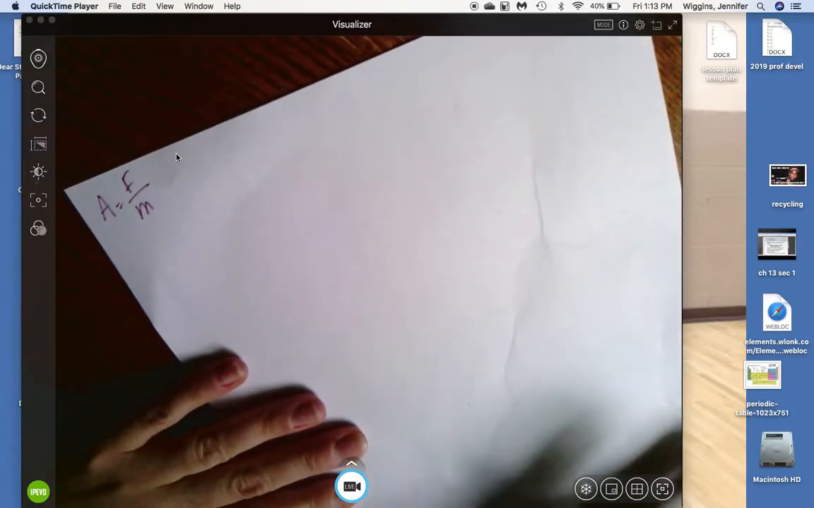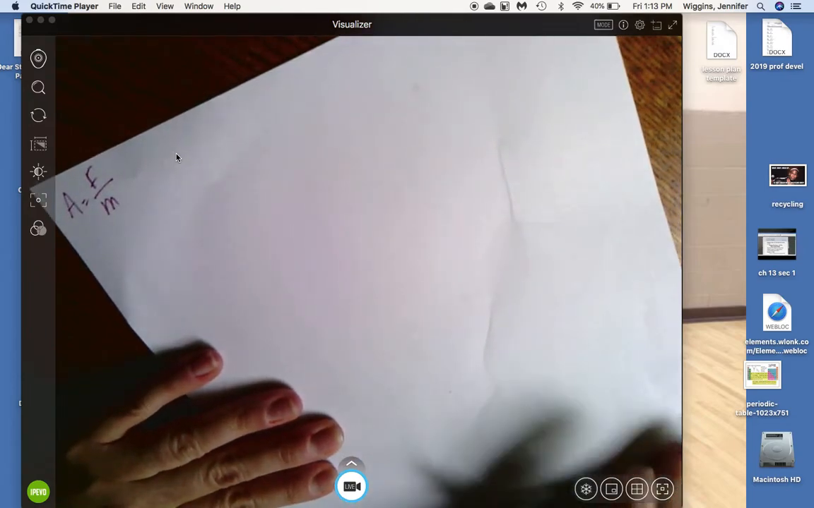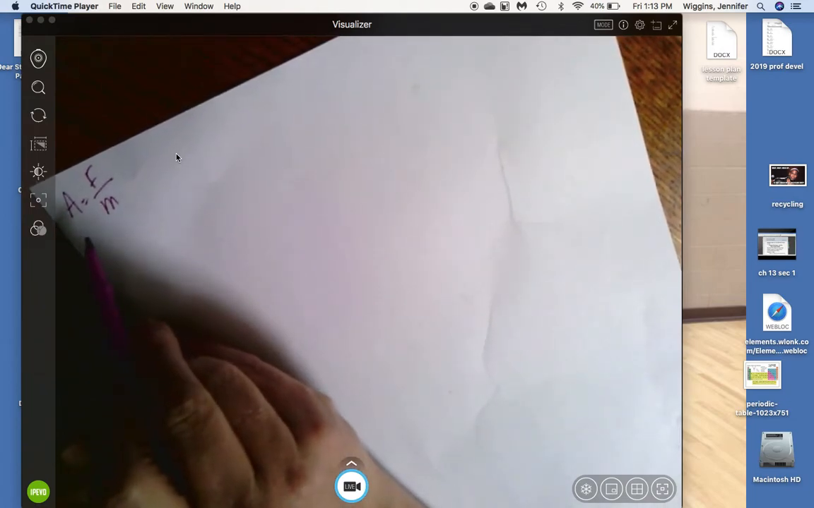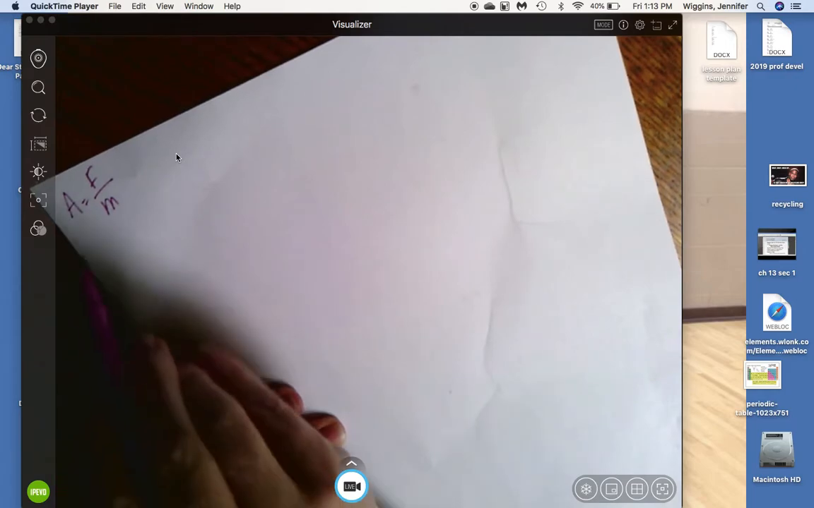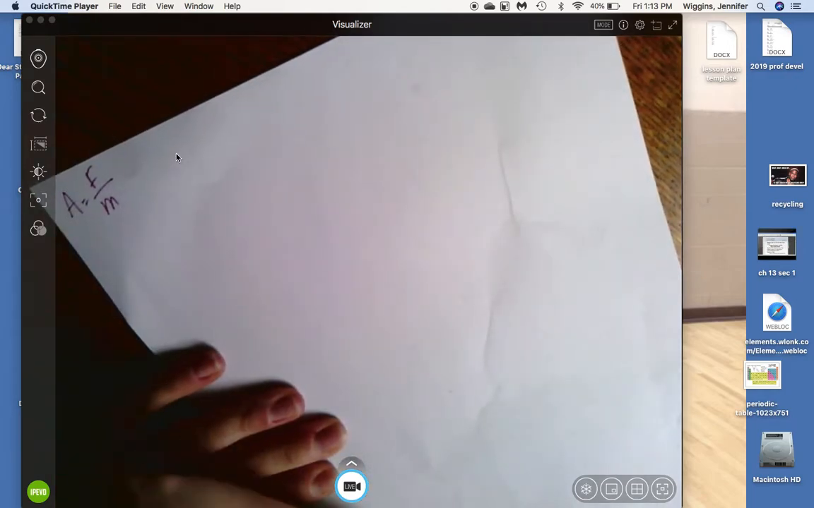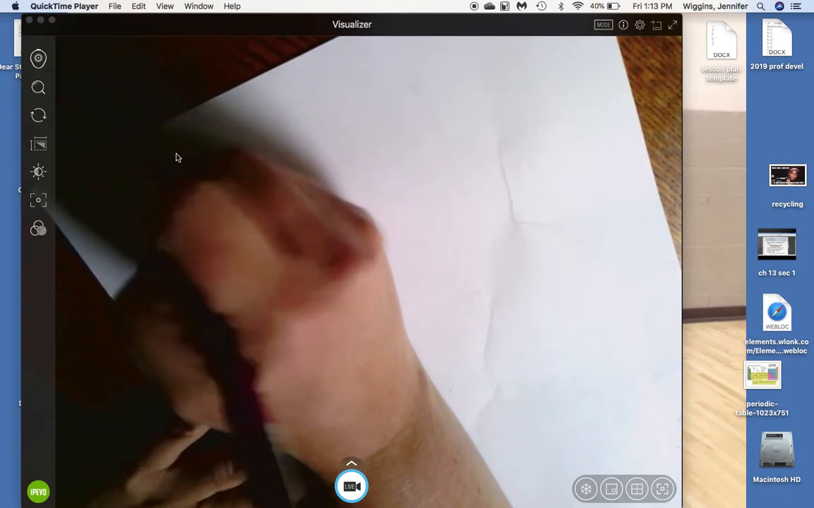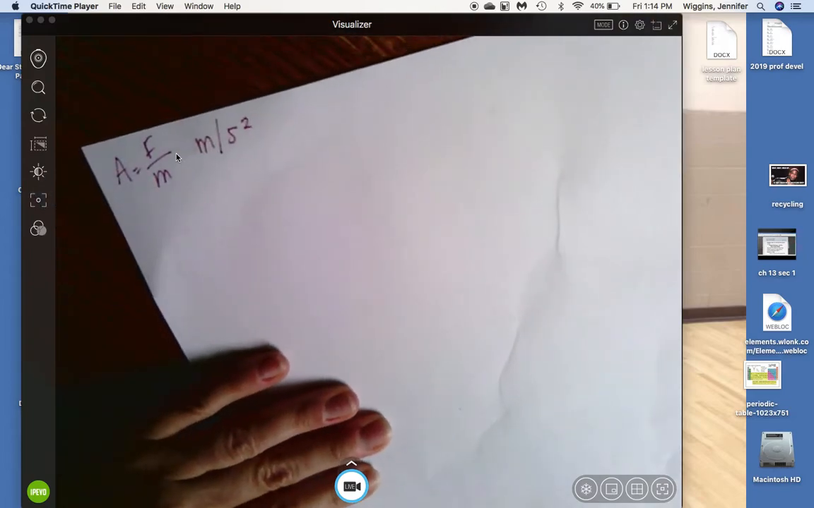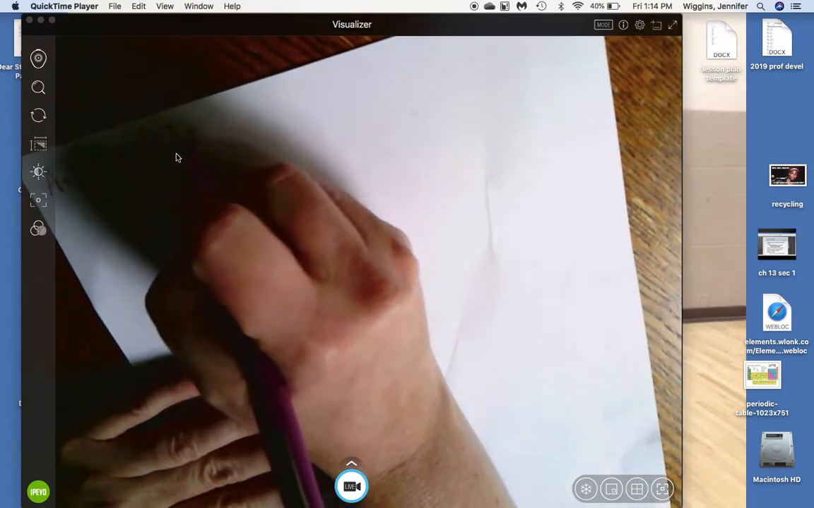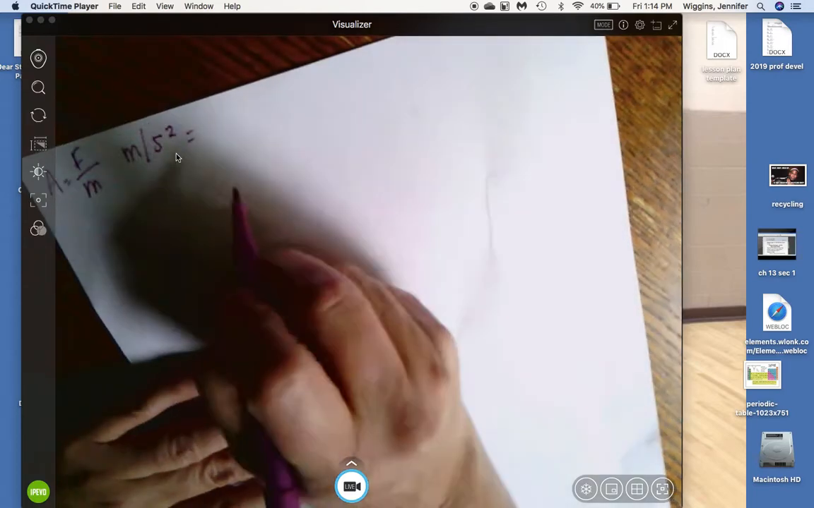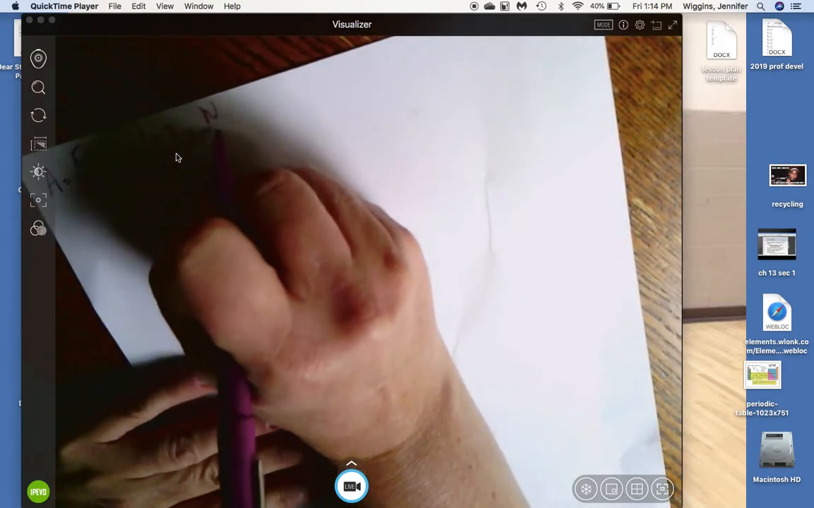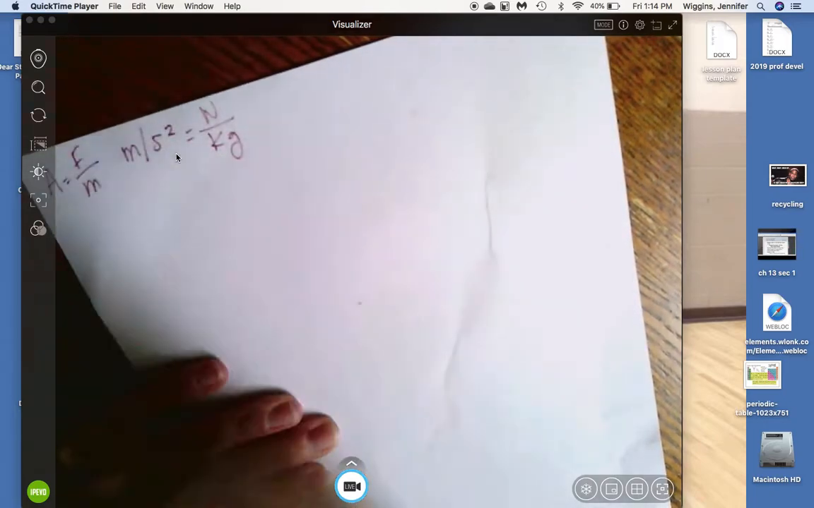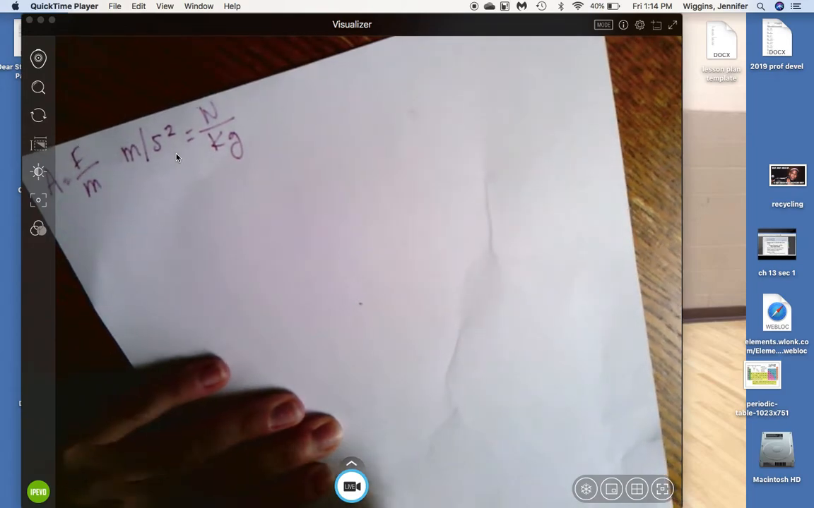Okay, so I'm going to try to make sure that I keep this right here, and I've got it on full screen so I see it really well. All right, so this is the formula you're going to use with Newton. A equals force over mass. So acceleration's unit is meters per second squared. See, when my hand gets in the way, it's hard. And force is in newtons, and mass is in kilograms. So a newton per kilogram is actually equal to a meter per second squared.